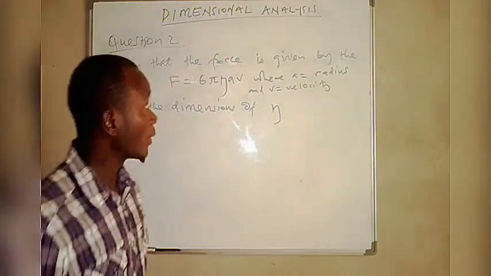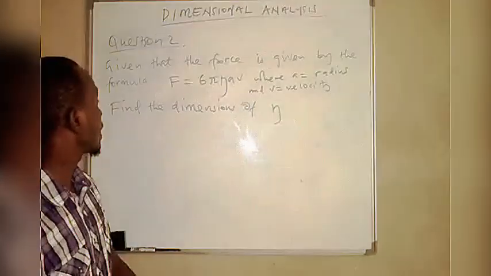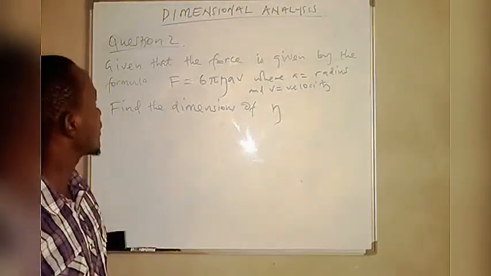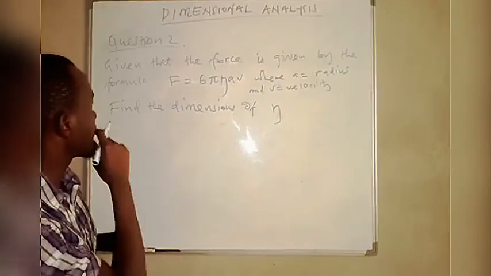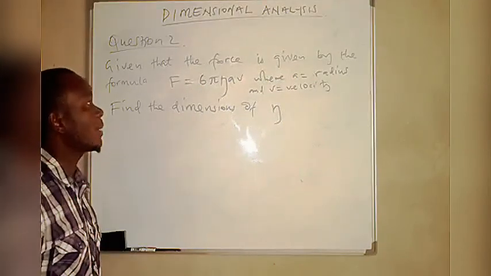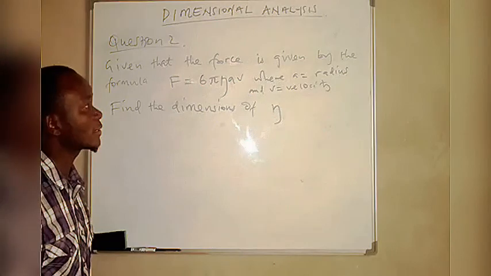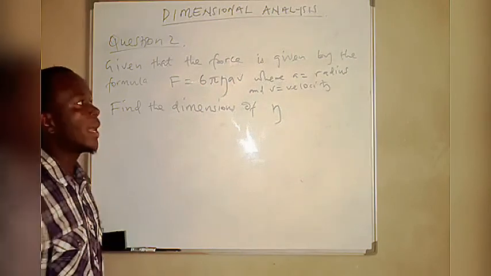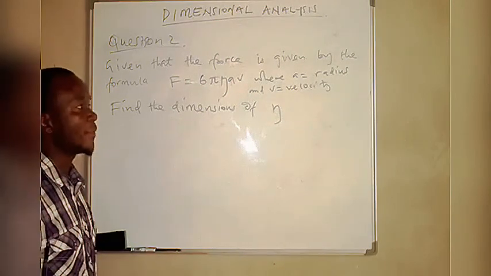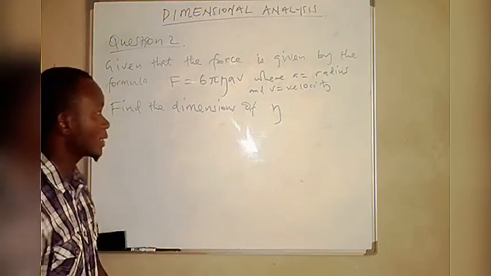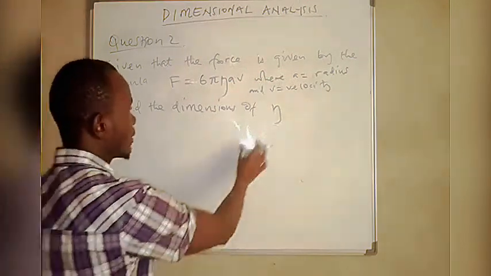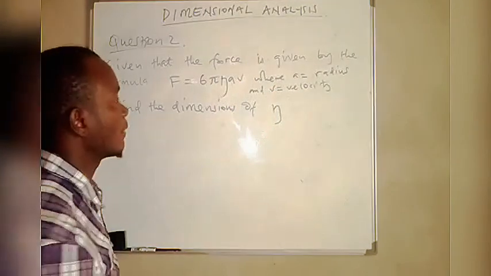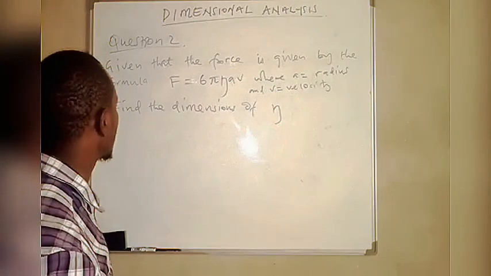Welcome. In this video, we are going to look at the second question. It says, given that the force is given by the formula F is equal to 6 pi, then the symbol for viscosity, A V, where A is the radius and V is the velocity. Now the question is, find the dimensions of that symbol for viscosity.